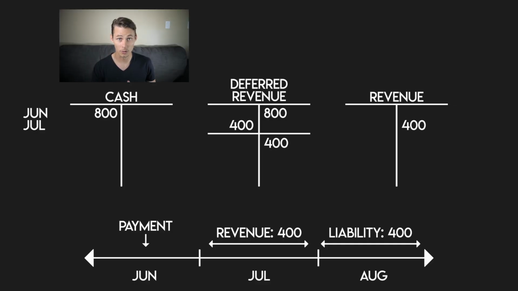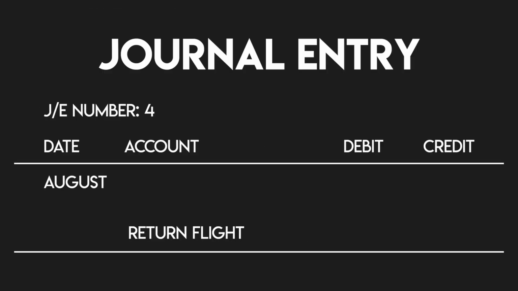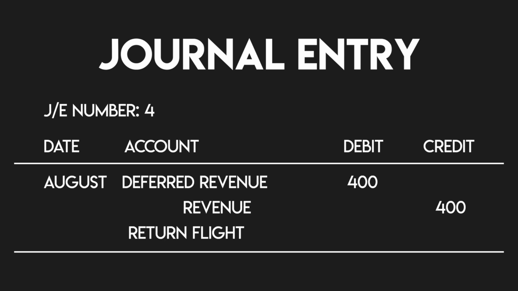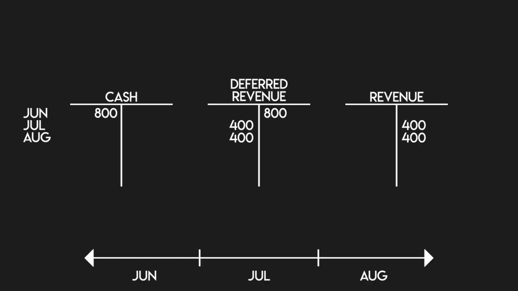In August, you fly me back to Vancouver, so the second leg of our round trip is complete. You have one more adjusting entry to post. This adjusting entry is going to be exactly the same as the one that we posted previously. We need to debit deferred revenue by $400 to decrease it in the balance sheet and credit the normal revenue account by $400 to increase that in the income statement. You post this adjusting journal entry and it hits your general ledger.